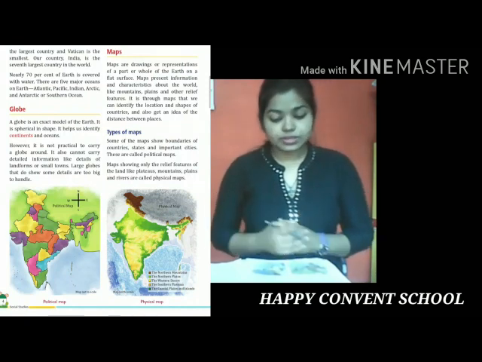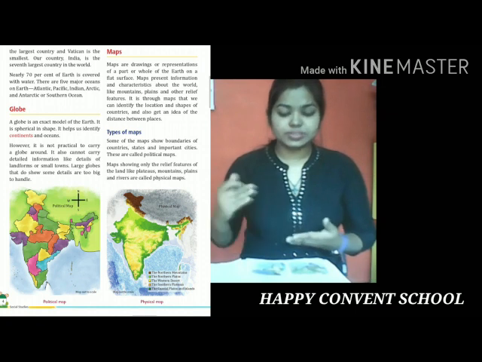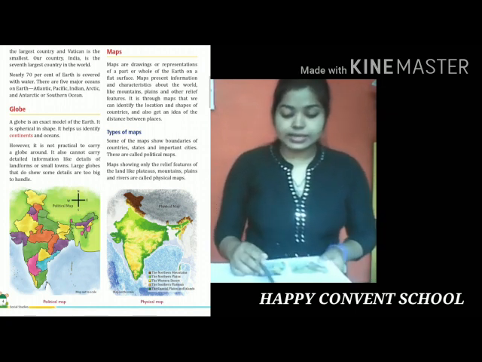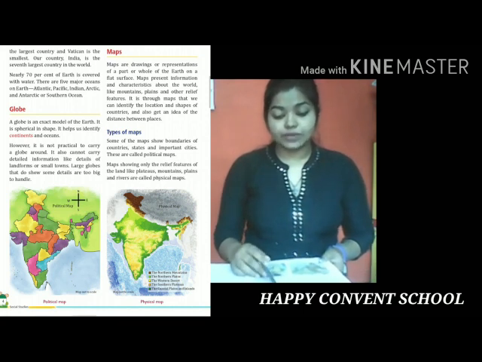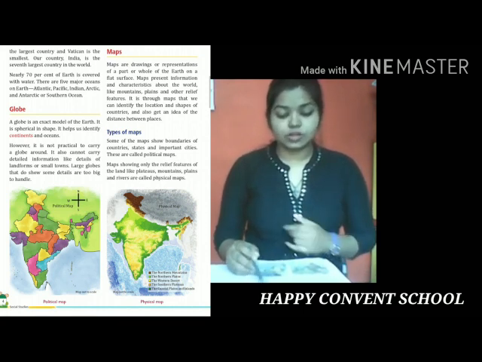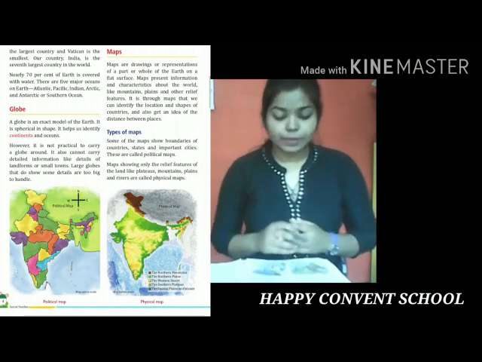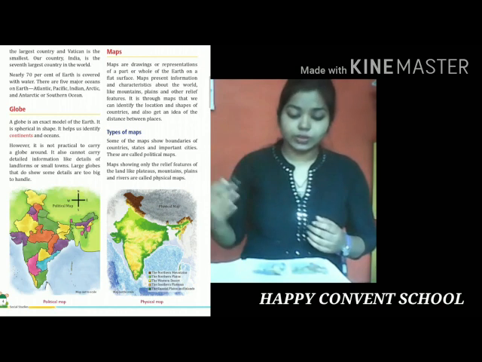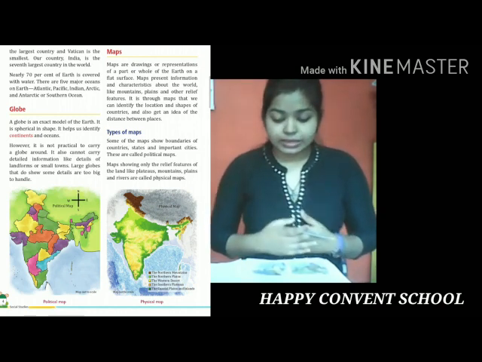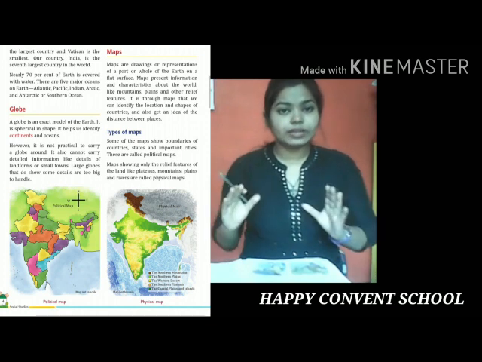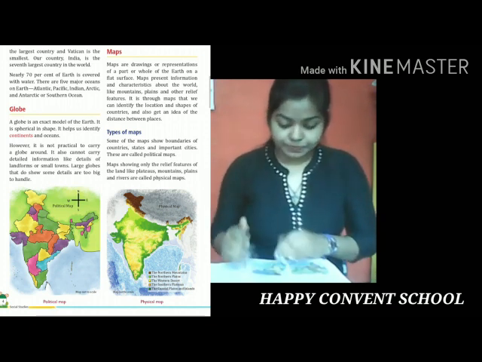Okay, what information does it carry? Like mountains, plains, and other relief features. It also shows location. It is through maps that we can identify the location and shape of countries and also get an idea of the distance between places. Through maps we can identify locations, get to know the shapes of countries, and get an idea regarding the distance between places.